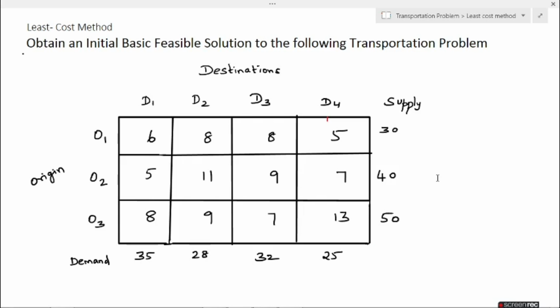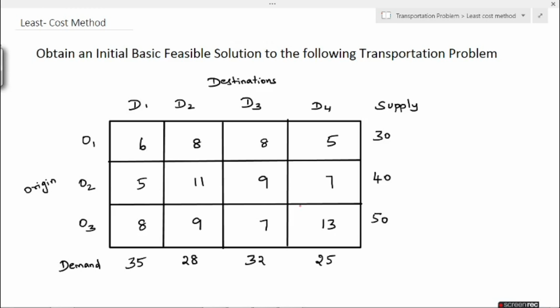Here we have an example. In this example, we have three origins, that is O1, O2 and O3, and four destinations D1, D2, D3, D4, and cost values are given. We have supply 30, 40 and 50 at the different origins, and similarly we have demand values at different destinations.